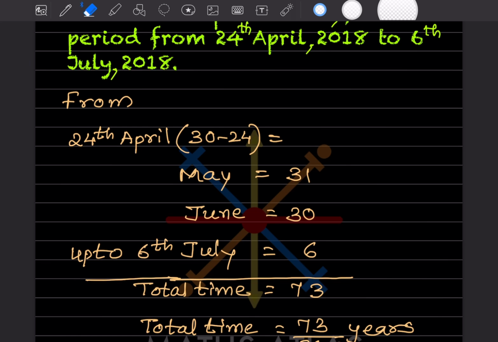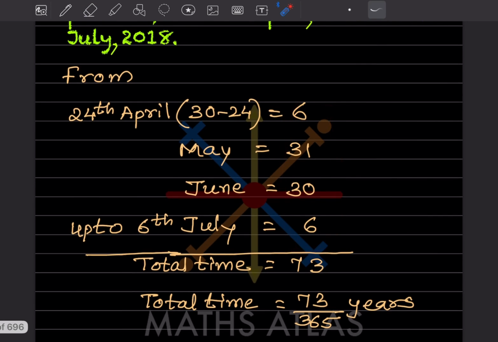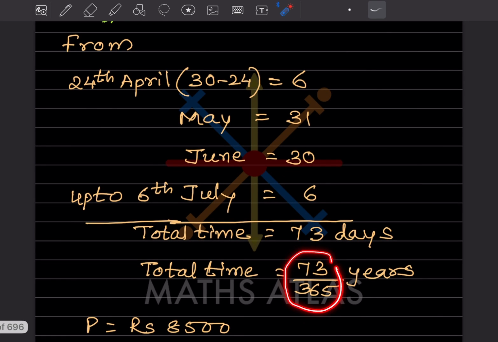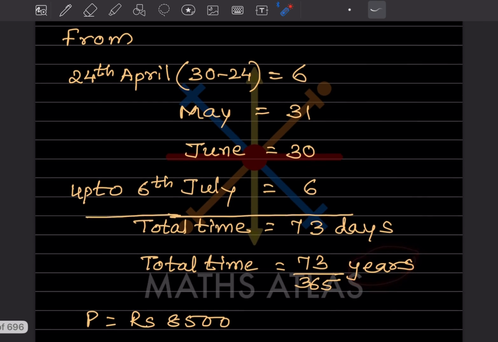So you will add this. That is going to be 73. So these are the number of days. So what will you do? You will convert this to years. That is again what I said earlier: in 1 year we have 365 days. So that will be 73 by 365. That is, we can write here years. So the total time is this.